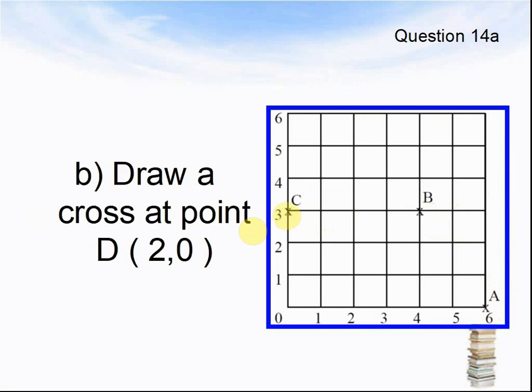B. Draw a cross at point 2, 0. Where would I put the D? Here comes my next question. Pause the video until you're ready for the next question. Here comes the next question.